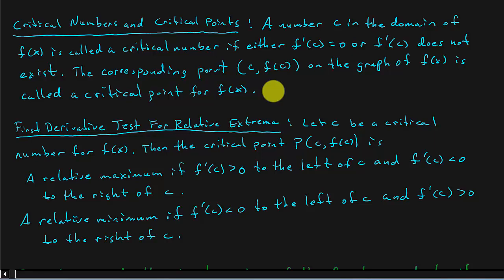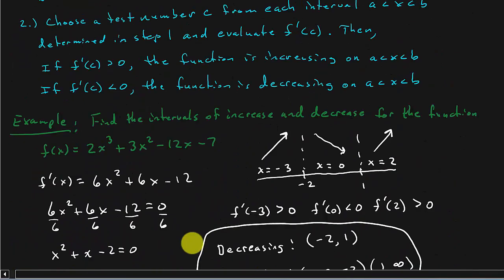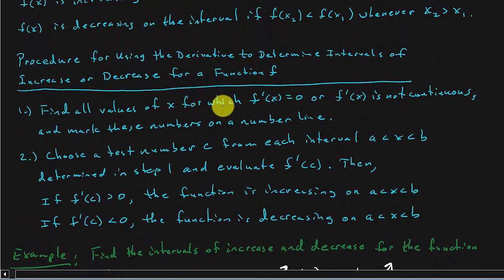All right, so let's look at this. Critical numbers and critical points. A number c in the domain of f of x is called a critical number if either f prime of c is equal to 0 or f prime of c does not exist. The corresponding point (c, f of c) on the graph of f of x is called a critical point for f of x. All right. This sounds familiar. F prime of c is equal to 0 or f prime of c does not exist. Well, look at that. Find all values where f prime of x is equal to 0 or f prime of x is not continuous. That was how we found out if it was increasing or decreasing.